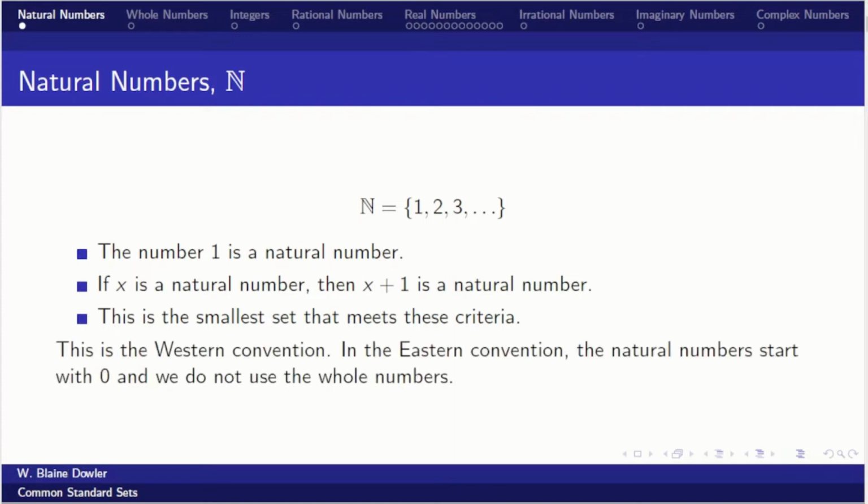In the Eastern convention, the natural numbers start with 0, and we do not use the set of whole numbers. This convention actually makes a little more sense when it comes to building numbers with set theory and doing it rigorously and formally. But I was raised with the convention that we start at 1. So the natural numbers are 1, 2, 3, 4, etc. So that is the convention I will use.